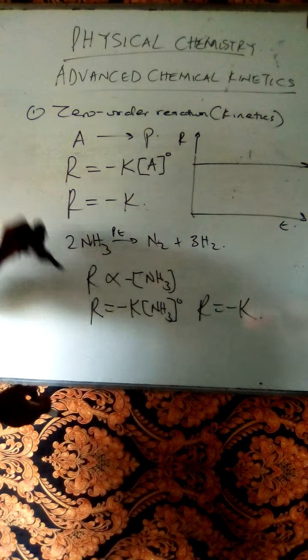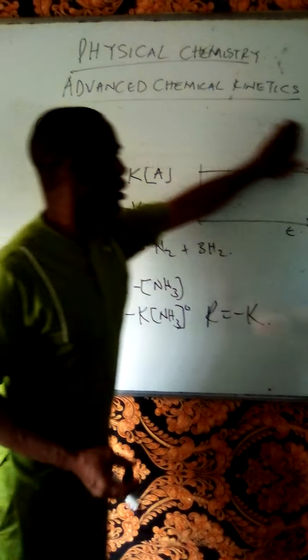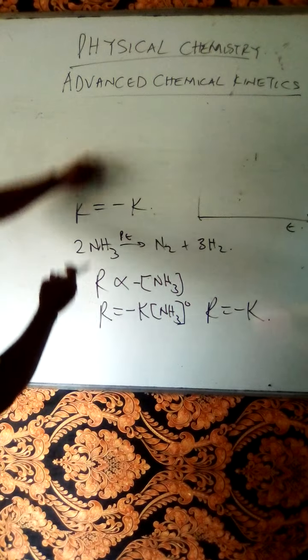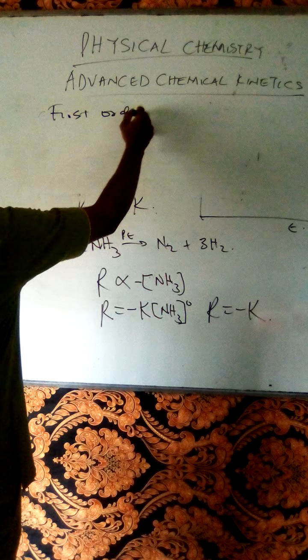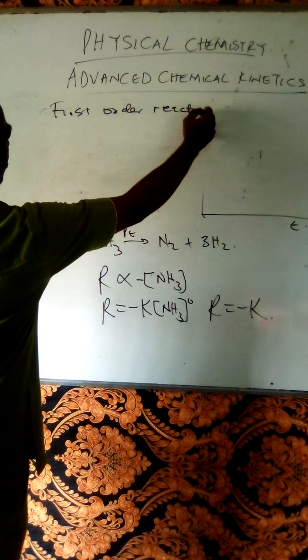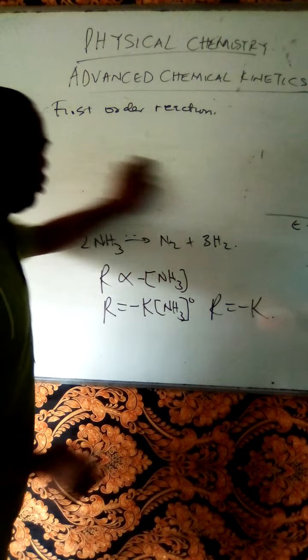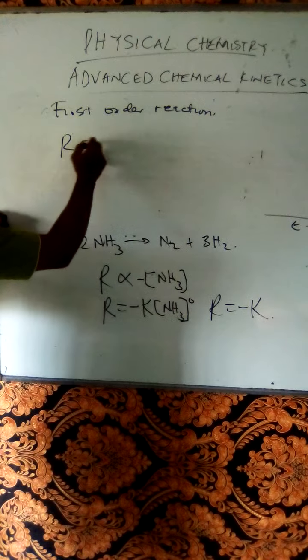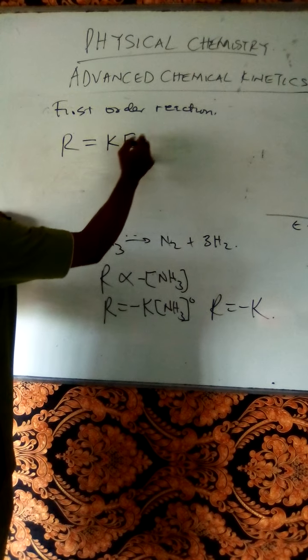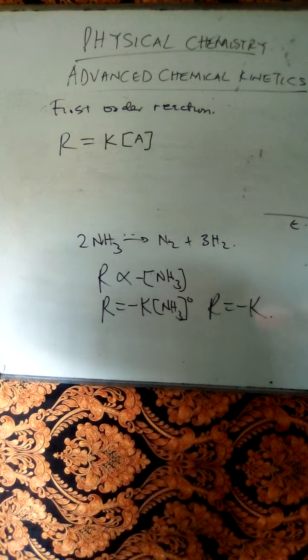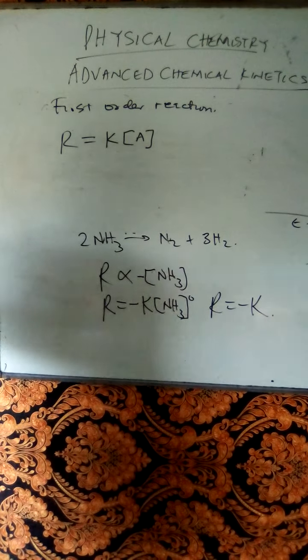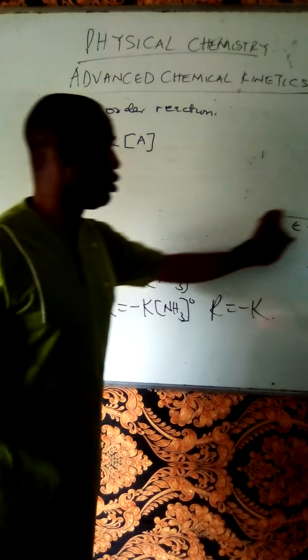The next type of reaction order is first order reaction. In first order reaction, the rate is directly proportional to the concentration of the substance, raised to power 1. This is called first order reaction. The rate is proportional to the concentration of the substance, raised to power 1.